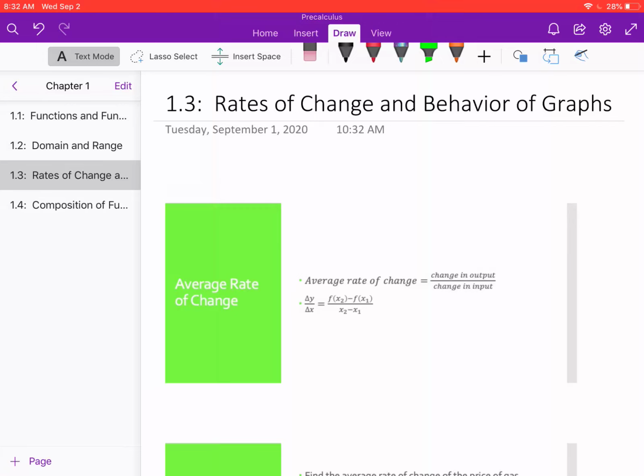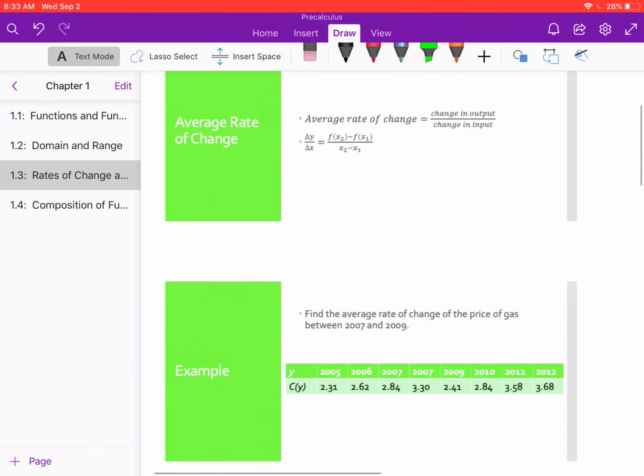This is section 1.3, rates of change and behavior of graphs. We're going to start out by talking about average rate of change. If you remember back in Algebra 1, rate of change is just another way of saying slope. So what we're doing is calculating slope between 2 points: the change in output over the change in input, or the change in y over the change in x.